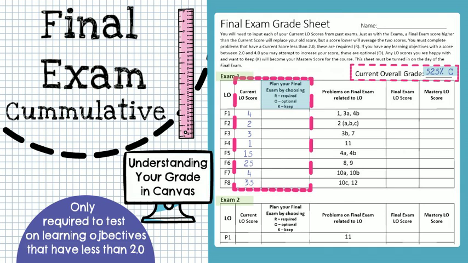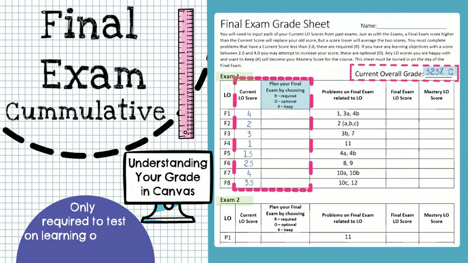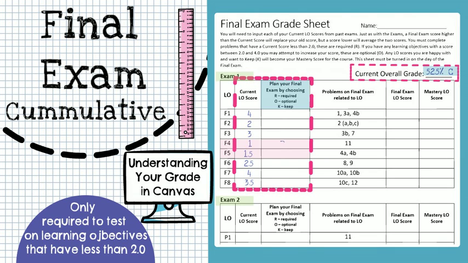Let's start with the learning objectives this student is required to complete on the final exam. Any score lower than 2.0 is required on the final exam. We see that this student is required to test on learning objectives F4 and F5. We will write an R for required in column 3. This means on the final exam, the student is required to complete problem number 11 to prove they have mastered F4 and must complete problem 4 parts A and B to show mastery of F5.